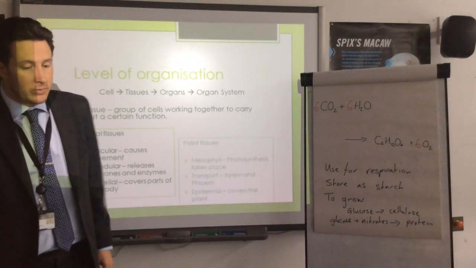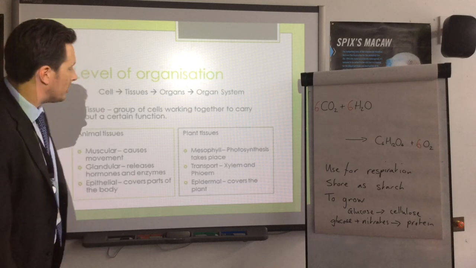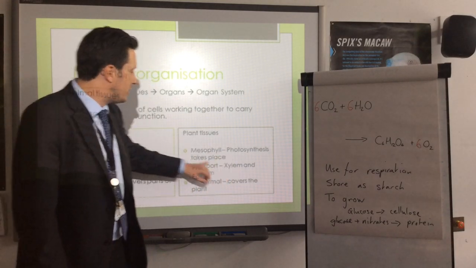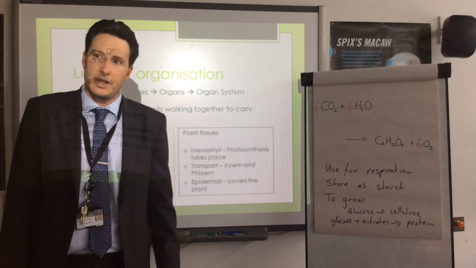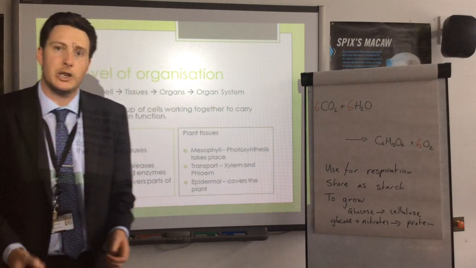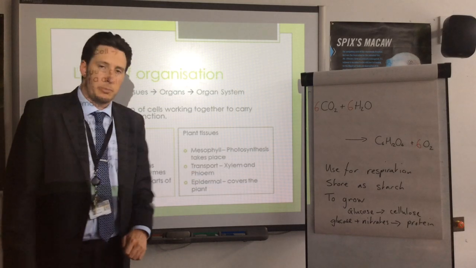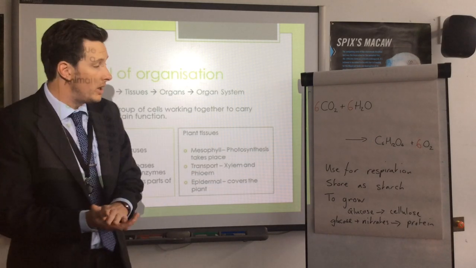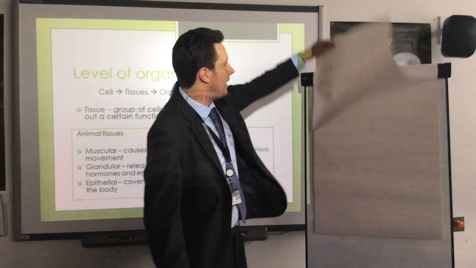And then also, you've got 3 types of tissue in plants. You've got the mesophyll. This is where photosynthesis takes place. So most photosynthesis for the plant takes place in that tissue. You've got the transport tissues, and the 2 you need to recognise are the xylem and phloem. The xylem transports water around the body.